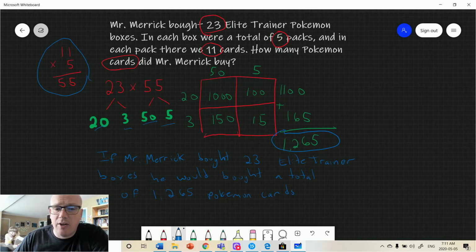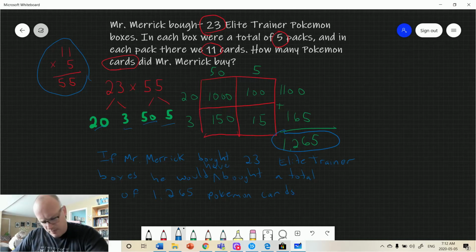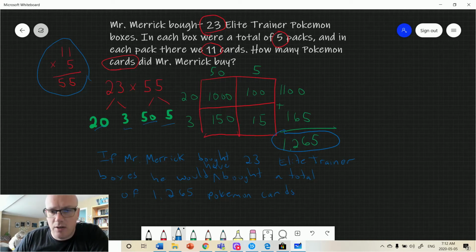The last thing we got to do is write a sentence that restates what the question is. Remember, in English, we've been studying this. Whenever you answer a question, you need to restate what the question was. So I restated it. If Mr. Merrick bought 23 Elite Trainer boxes, he would, oops, look at that. He would have, see, I make mistakes all the time. You can too. He would have bought a total of 1,265 Pokemon cards.